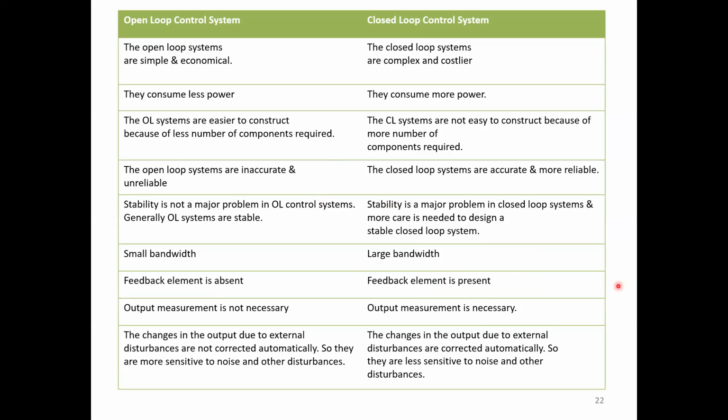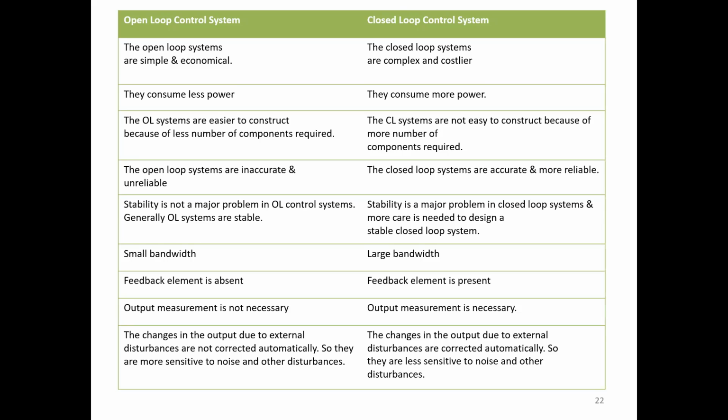So in the first class, what we have seen is the difference between the open loop control system and the closed loop control system, right? These are the main two types of control systems, open loop and closed loop. And for that, we have seen an example of a fan and some examples of open loop and closed loop control systems.